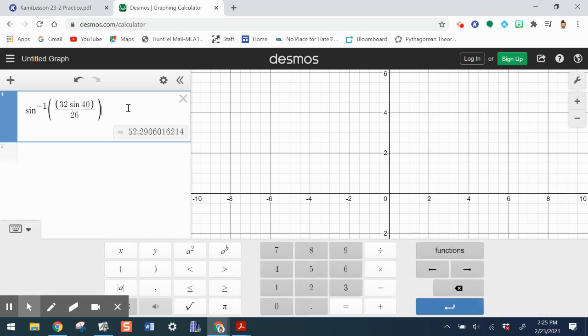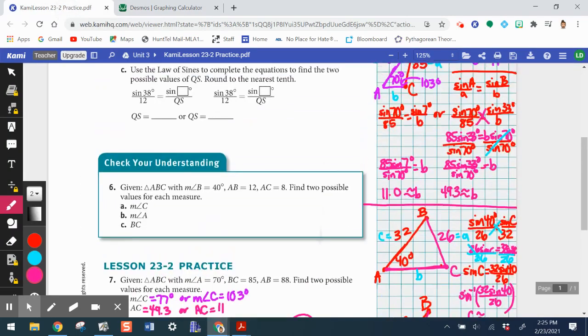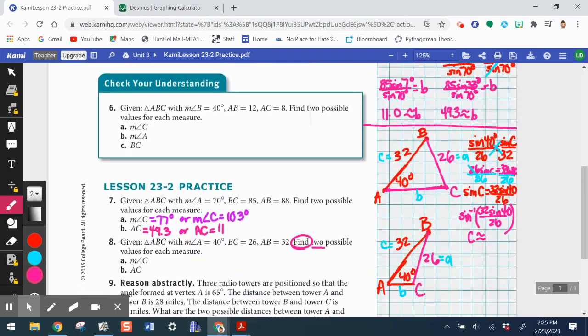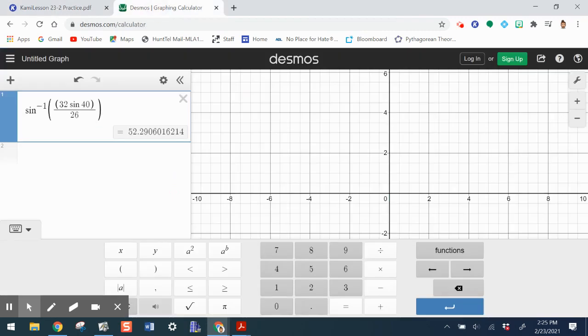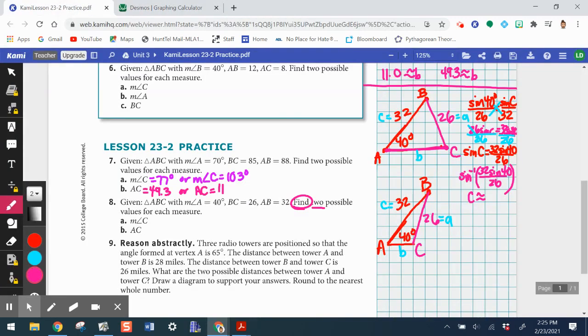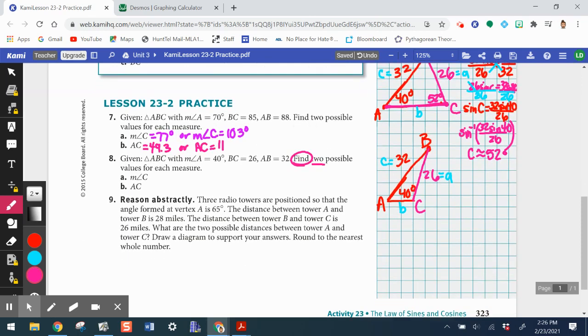And we get 52.29, which I believe we are rounding to the nearest whole degree here. So 52.29, that 2 will tell the other 2 to stay where it is. So we just found that the measure of angle C is 52 degrees. So we can go and write that in here, or at least in one of our possible outcomes, it is 52 degrees. So now we need to find the other possible measure for angle C in our obtuse triangle.